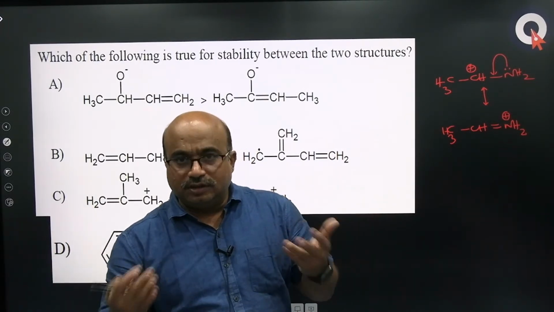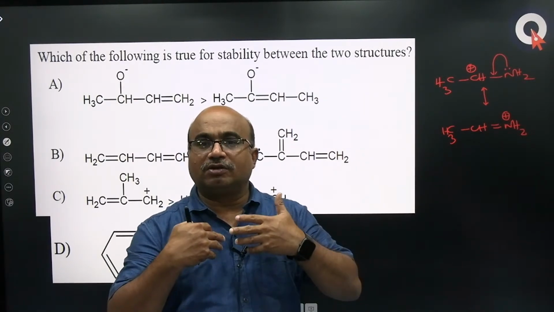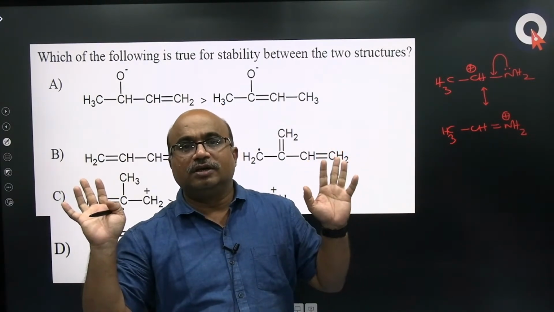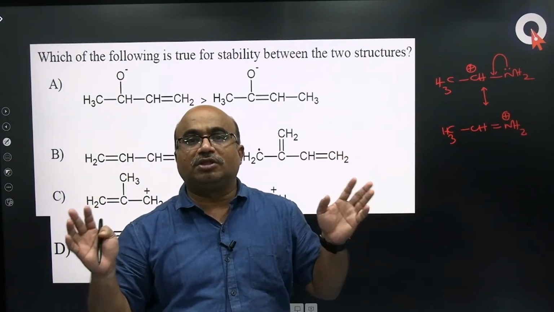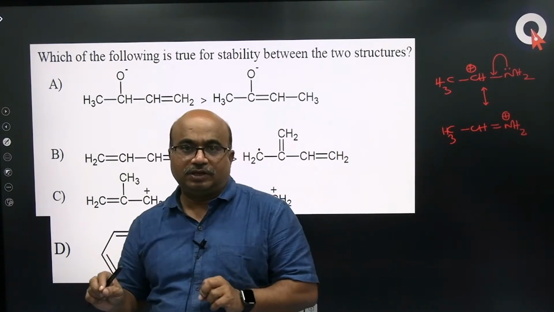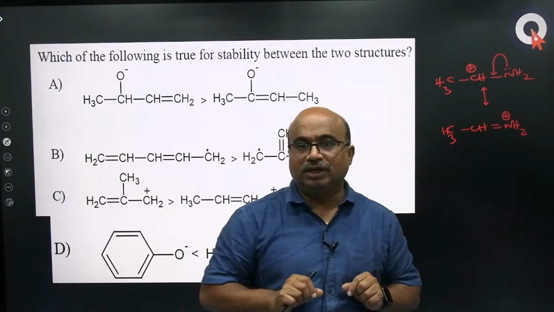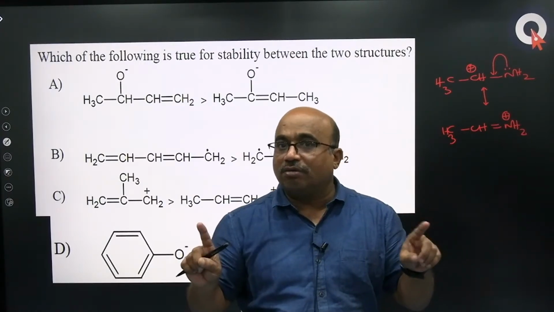So in that preferential order, if all structures have an octet, then we look for a structure without charges. A structure without charges is more stable than a structure with charges. But everything should have an octet first.